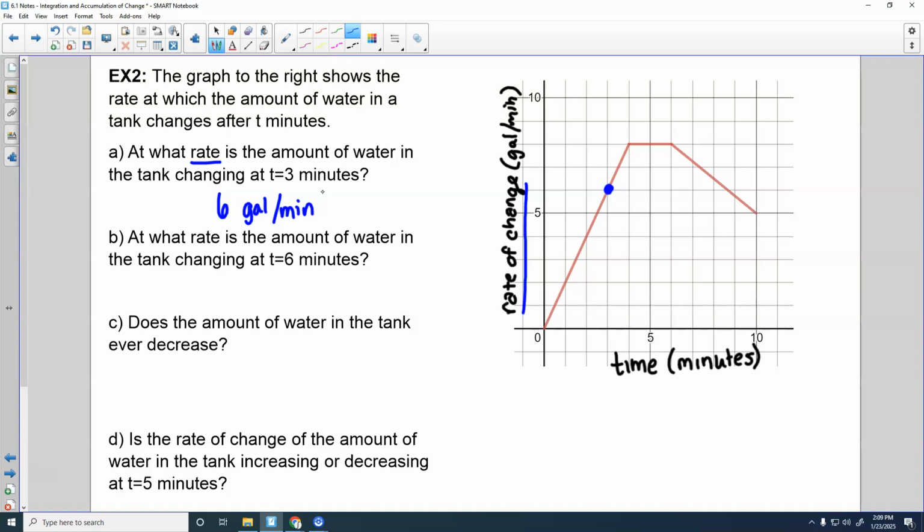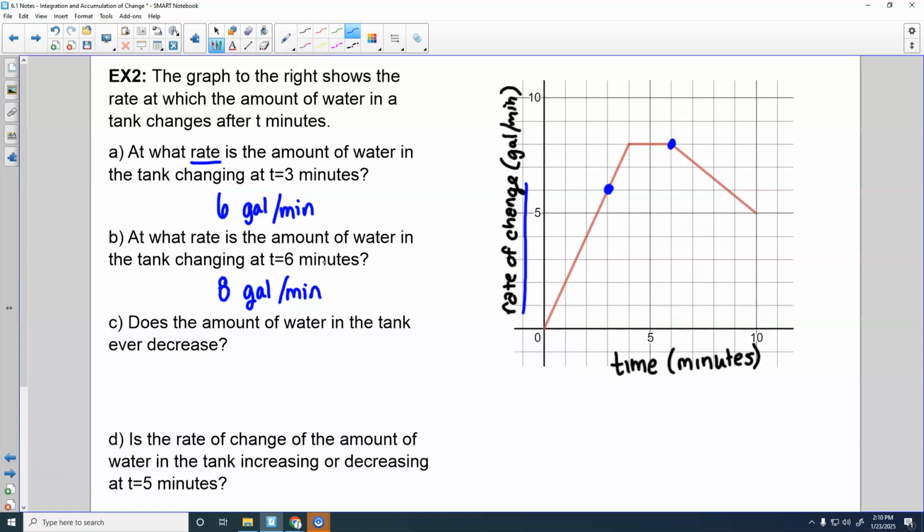Okay. For B, it says at what rate is the amount of water in the tank changing at t equals 6 minutes? It would be 8. Very good. You're looking at this point right here. It is 8 gallons per minute. It's the same question as before, but asking you for a different point. You might be prone to say 0 right there because it's flat, but that would be the rate of the rate, which is not what they're asking you for here.